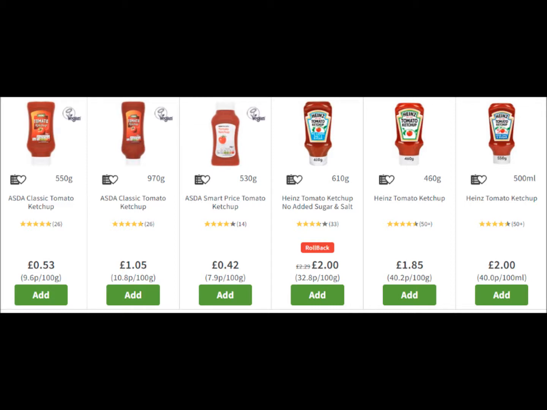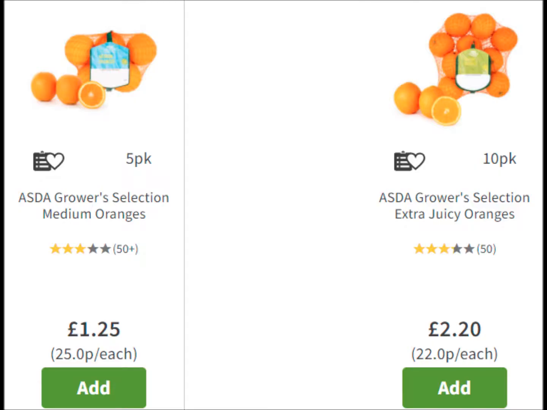Okay, so this last one we've got some oranges, and you will notice that underneath the price it is giving you the price per orange. So it says it's £1.25 for the bag, but that means that the oranges are 25p each. On the second example, it's £2.20 for this bag, which means that they work out at 22p each.